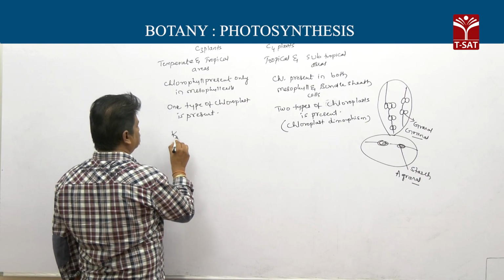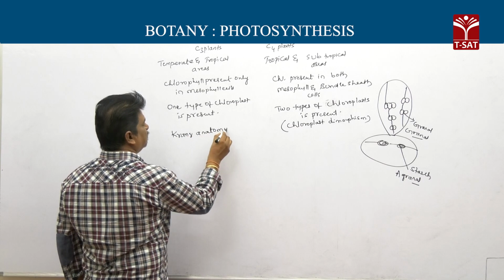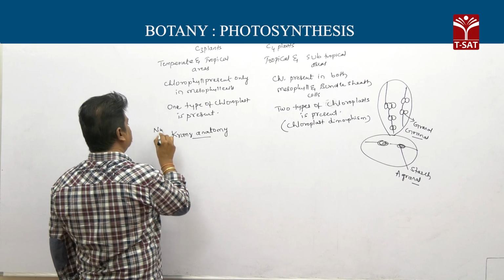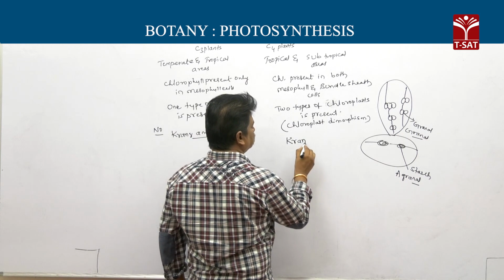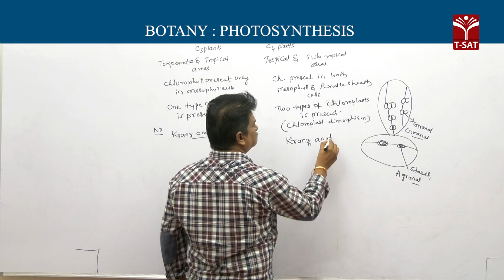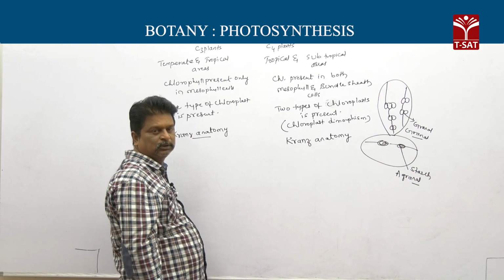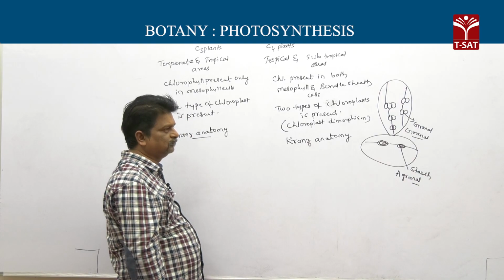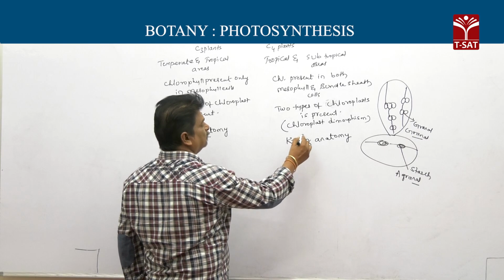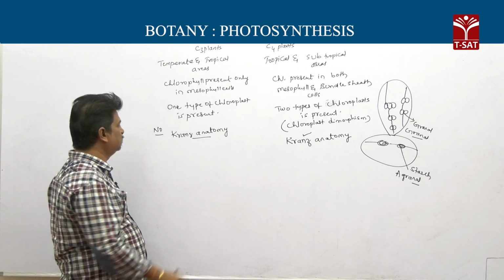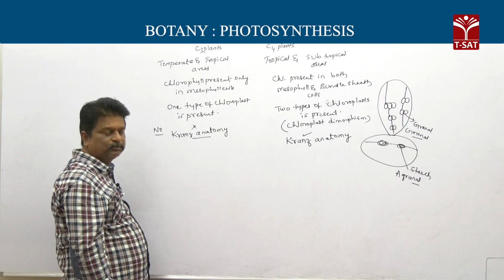Then C3 plants do not show Kranz anatomy. There is no Kranz anatomy. But C4 plants, they show Kranz anatomy. Kranz is a German word. In English it is called a wreath. Rightly, the meaning of wreath is garland of flowers. So, in C4 plants, Kranz anatomy is present. C3 plants, Kranz anatomy absent.